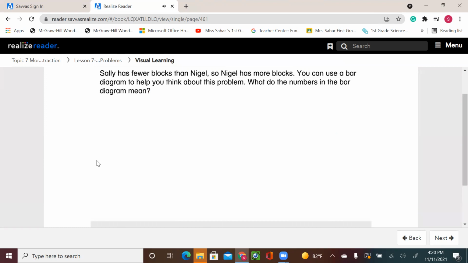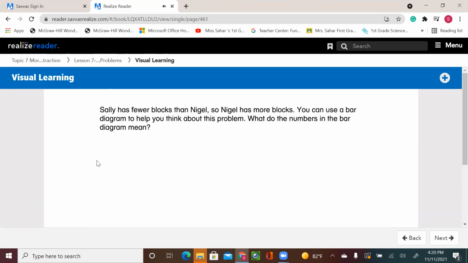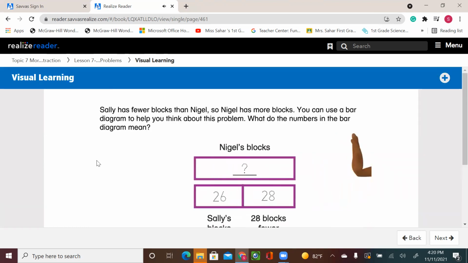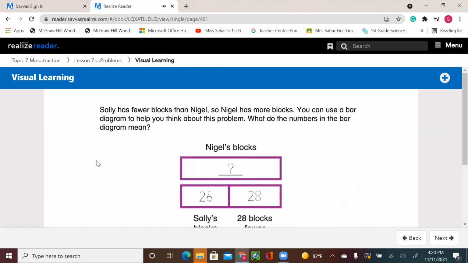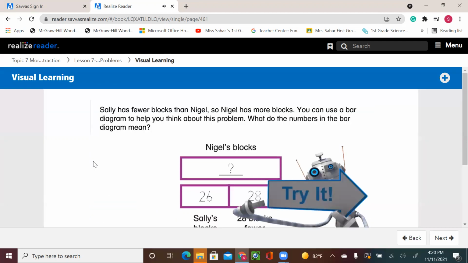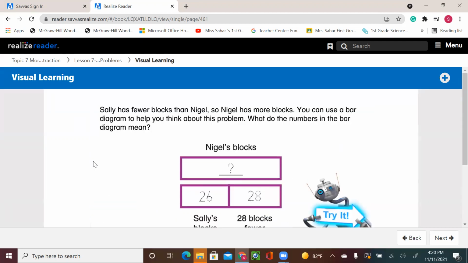Sally has fewer blocks than Nigel, so Nigel has more blocks. You can use a bar diagram to help you think about this problem. What do the numbers in the bar diagram mean? Now I know that Sally has 28 fewer blocks than Nigel, and I also know that Nigel has more blocks than Sally.